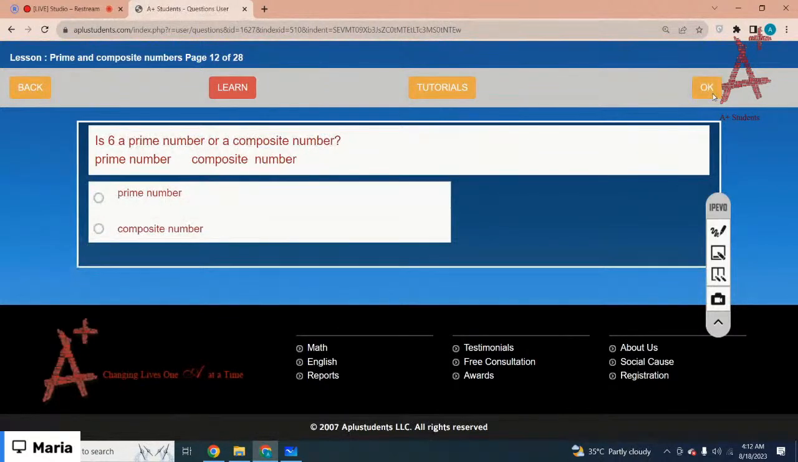Okay, the next one, is 6 a prime or composite number? So which is the correct option? 2 times 3 makes 6, right? 6 has more than two factors, so 6 is a composite number. 6 is composite number.